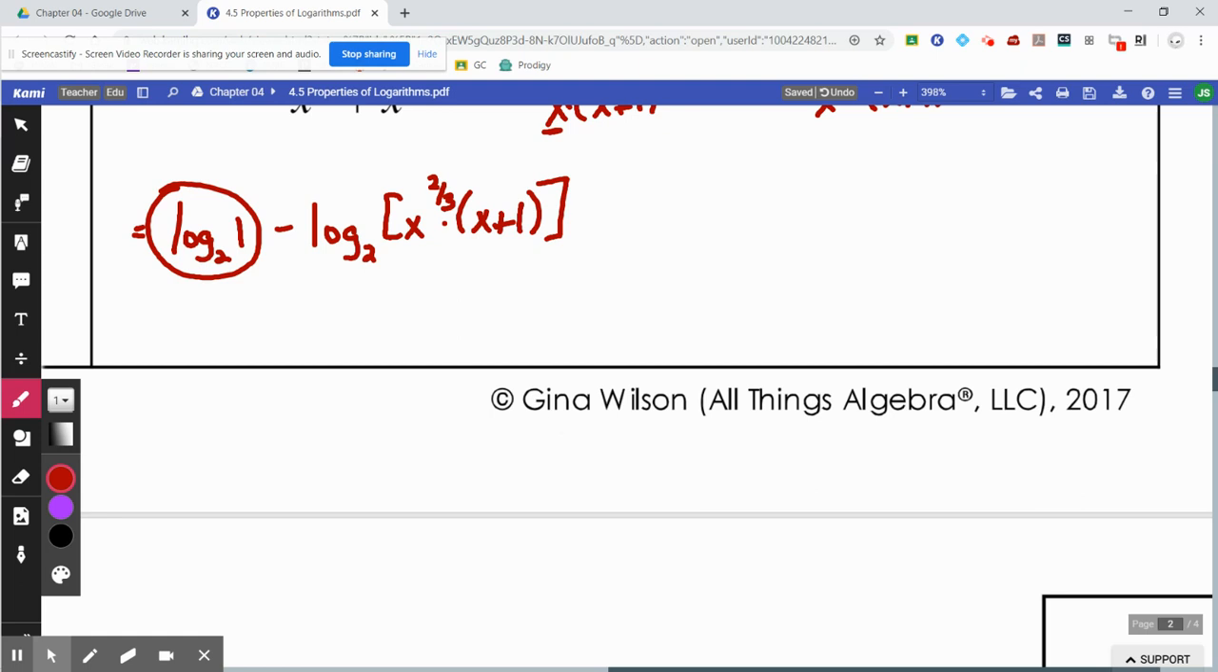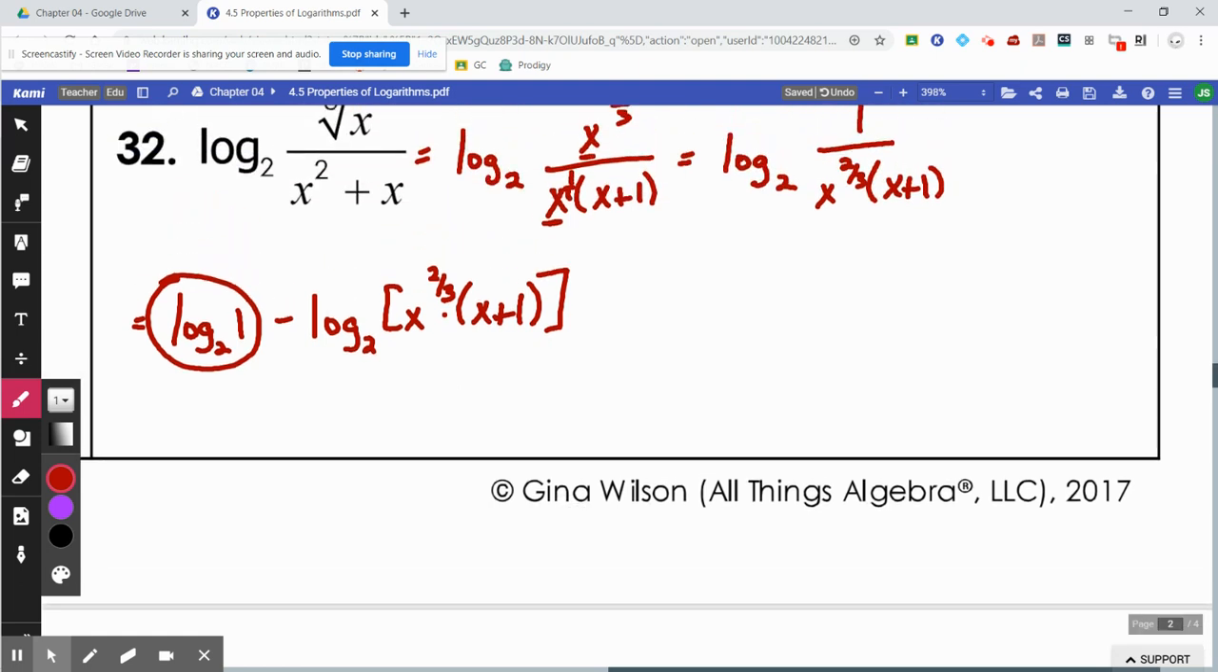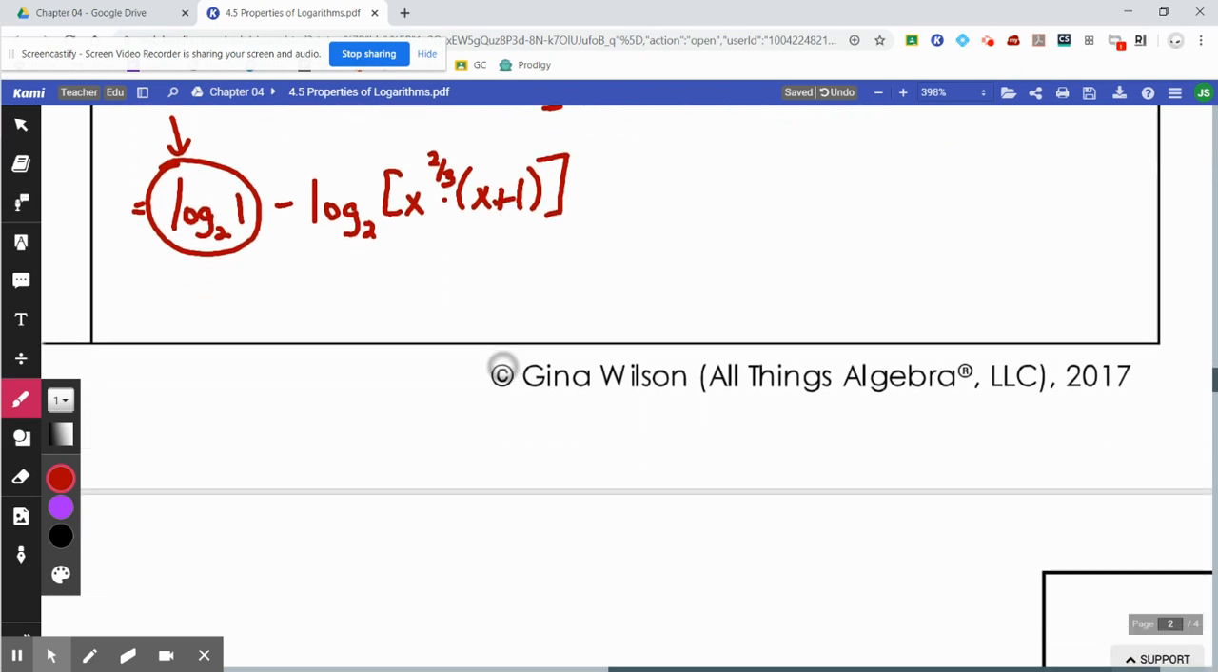2 to what power is equal to 1? If you were to simplify this logarithm, 2 to the 0 power is 1. So log base 2 of 1 is actually equal to 0. You don't even have to put that. Just bring down the negative. Now you're going to have the negative of a sum of 2 logs. So you're going to put that negative out front.